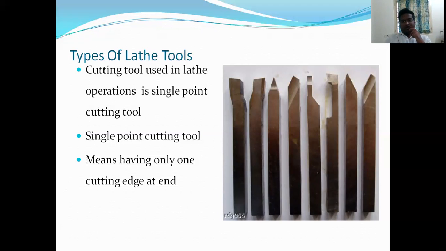Understood? The entire tool body is made with some material and the cutting edge is made with another material, but the cutting edge is having only a single point. That's why it is called a single point cutting tool, because it is different from tools with multiple cutting edges. We will see what the multiple cutting edge tools are in the next slide.